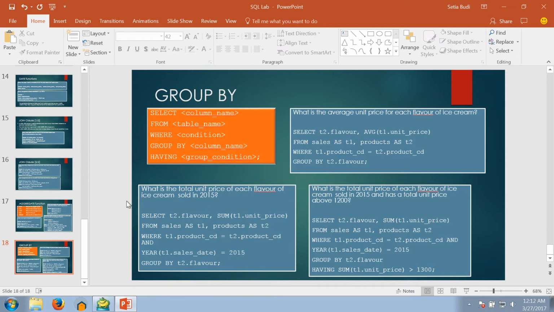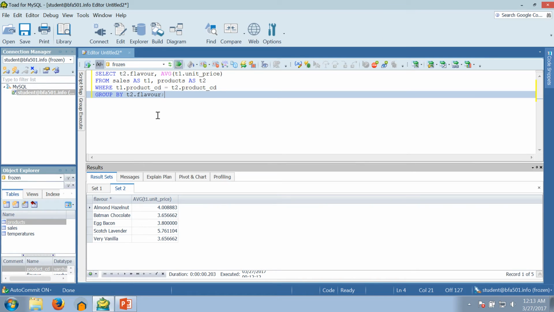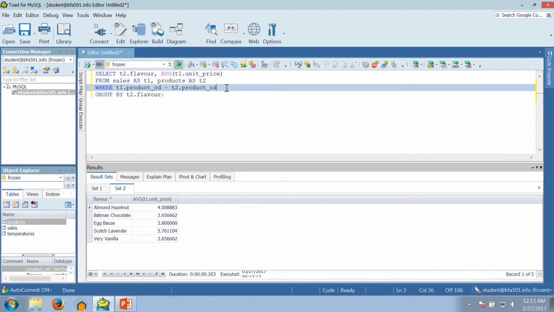The second case here is, there's a question: what is the total unit price of each flavor of ice cream sold in 2015? So we want to see the total unit price for each flavor of ice cream sold in 2015 only. Okay, so let's do it here. So there's another condition here. The second condition is only focusing on the data on the product that sold in 2015.